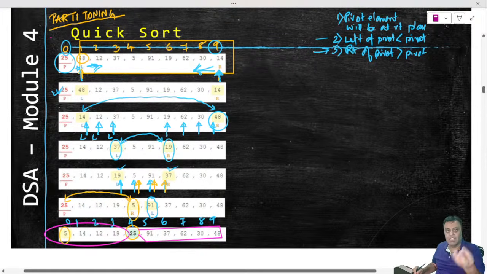Right, given an array, it will return 4 to me, which is the index where the partitioning will happen, which also means that at 4 the pivot element is in the right place. So that partitioning function is what we will try to do.